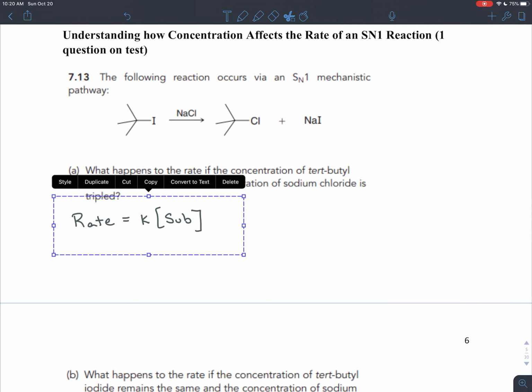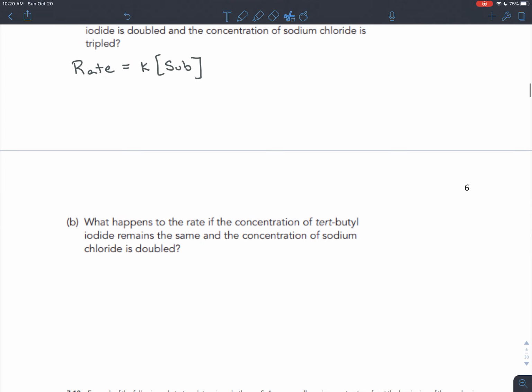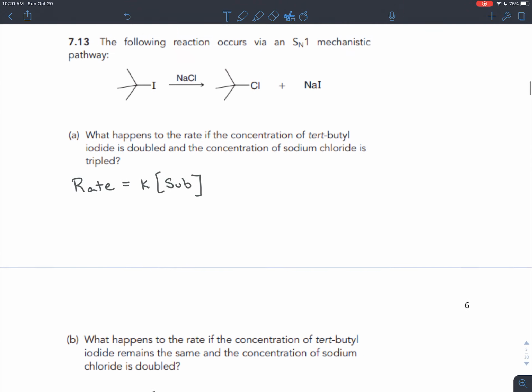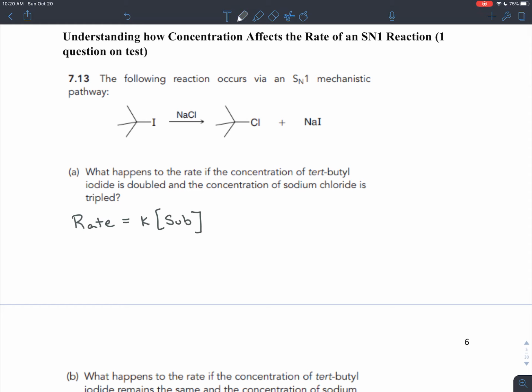So we're going to use this rate law, and we're going to think about how changing the concentrations of different things affects that rate. Now we have two characters here. We have our substrate, that's the tert butyl iodide, and then we have the sodium chloride. Really, it's just the chloride, but they might say sodium chloride, and that's referring to the nucleophile. Remember that whenever you want to see how a rate changes, always compare it to a case where everything is 1.